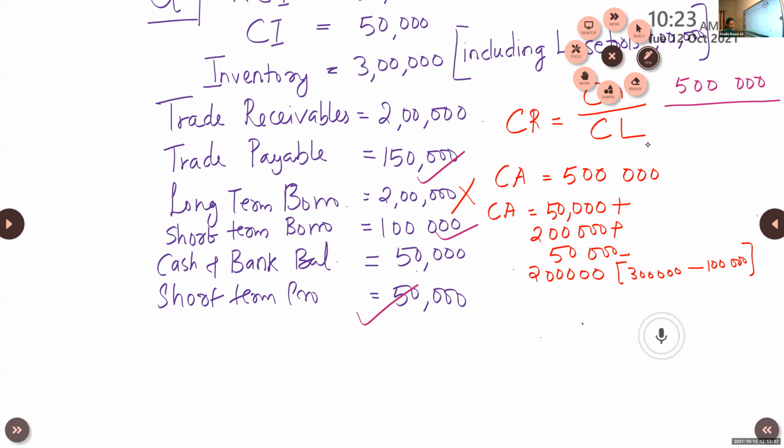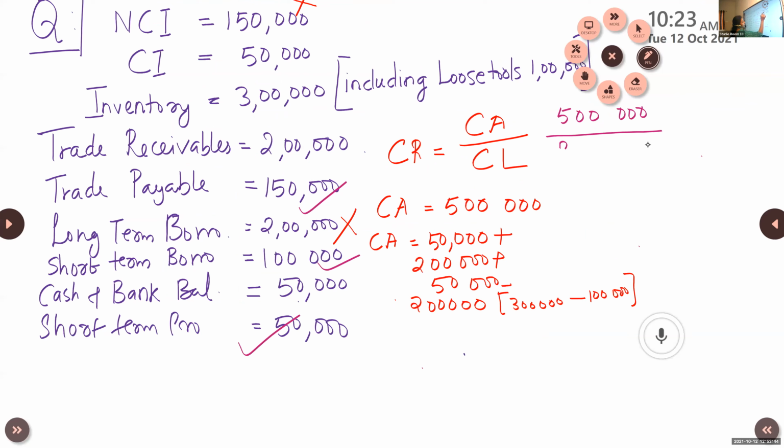So how much is the ratio? Current ratio is equal to 5:3. That you can bring it into the shortest form. Okay. So the current ratio is 1.66 is to 1. Am I right? Are you getting it? 1.66 is to 1.